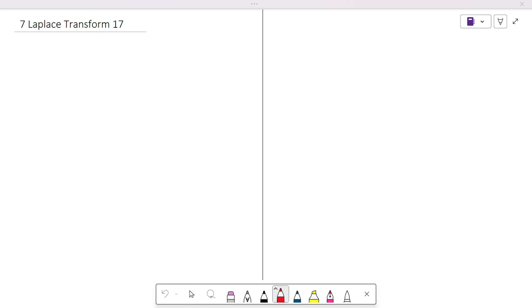So in the previous class we have done problems on the Laplace transform and inverse Laplace transform. So in this class, this is the fifth video, part 5, we are going to discuss properties of the Laplace transform.